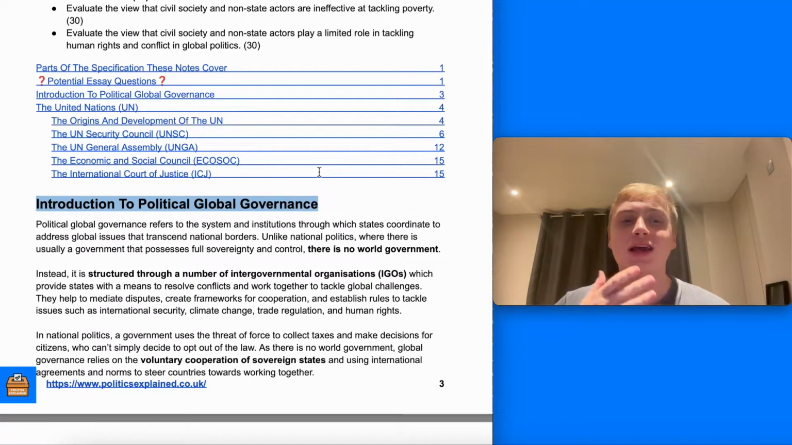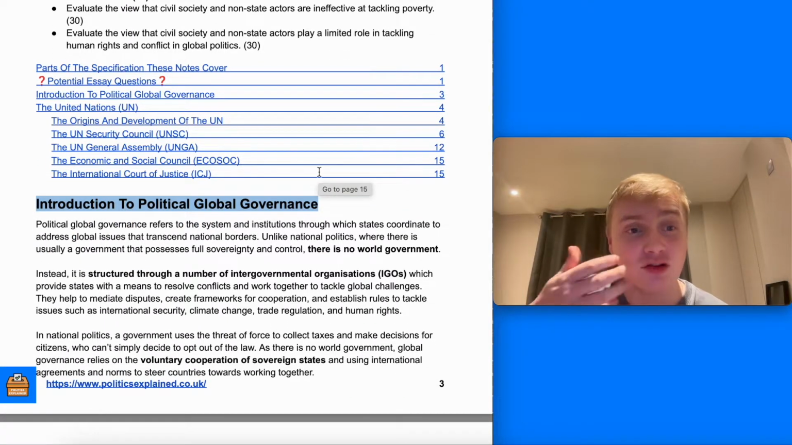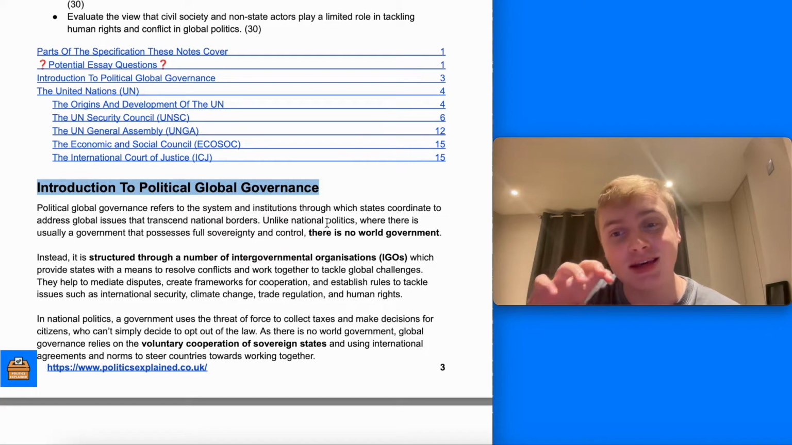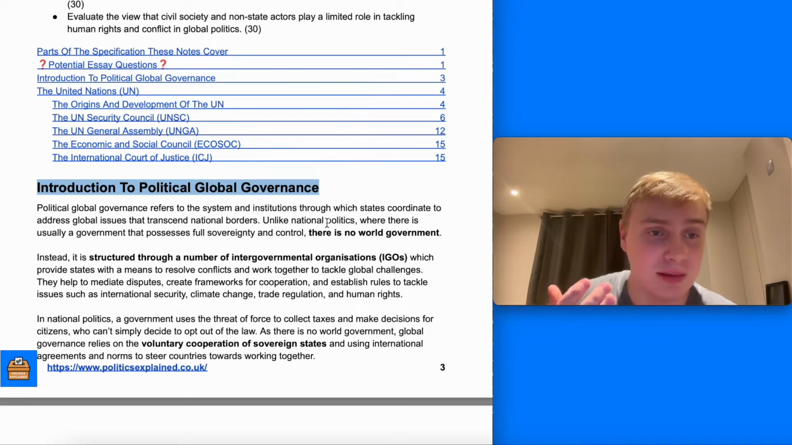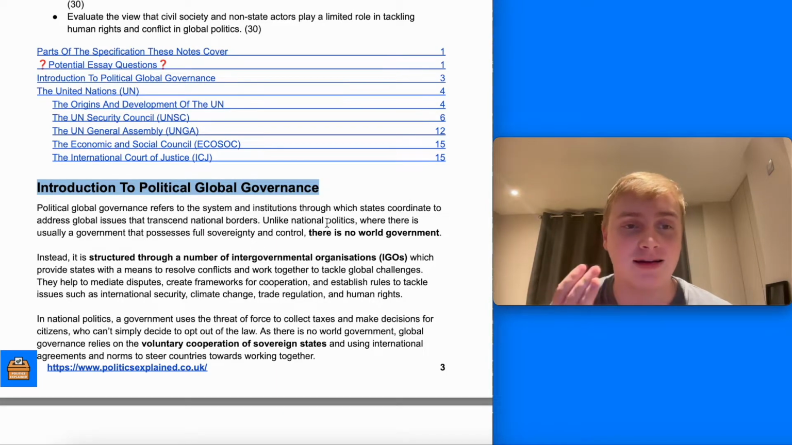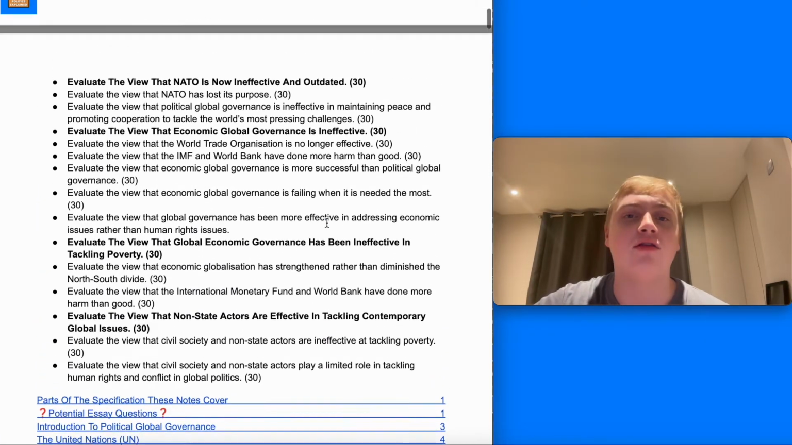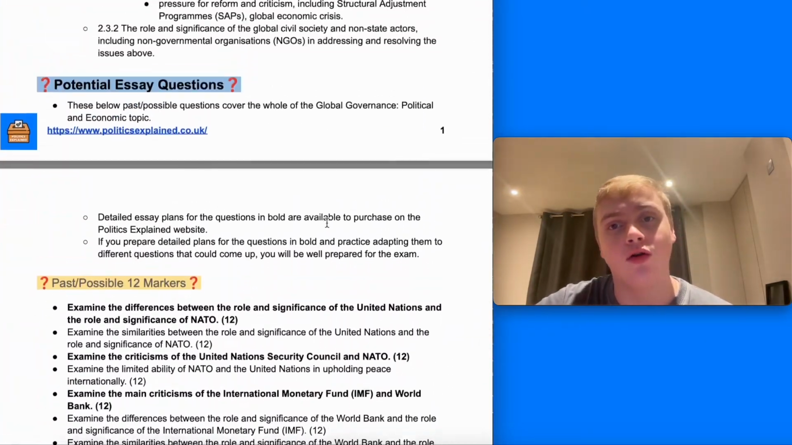From there, I'm going to give you an introduction to political global governance and an introduction to the United Nations, before looking at its origins and development, and four key institutions: the UN Security Council, including some key debates over the veto that the P5 members have, the UN General Assembly, the Economic and Social Council, and the International Court of Justice.